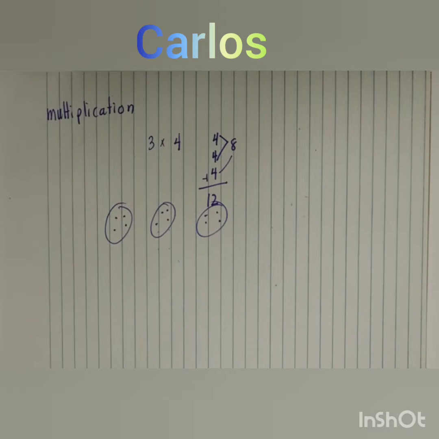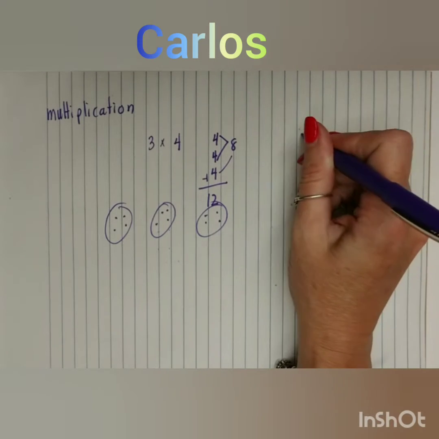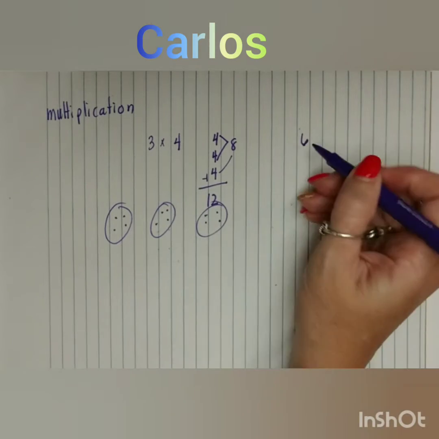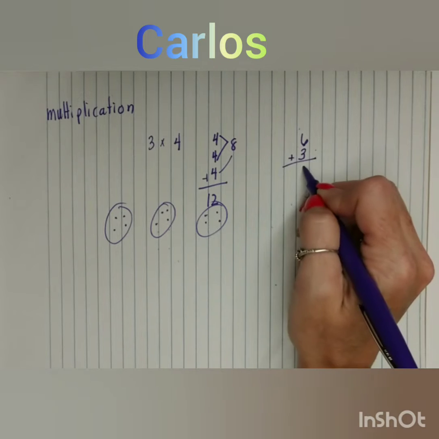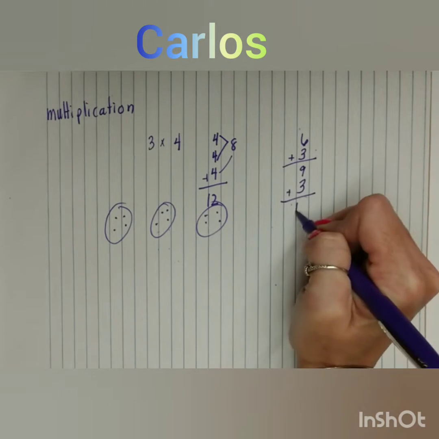Another strategy, which is a really good one to do, is thinking about your friendly facts, your numbers that you do know. So maybe I don't know 3 times 4, but I do know 3 times 2, and that's 6. So I can start there, and I could just add another 3, and that would give me 9, and then another 3, and that would give me 12.